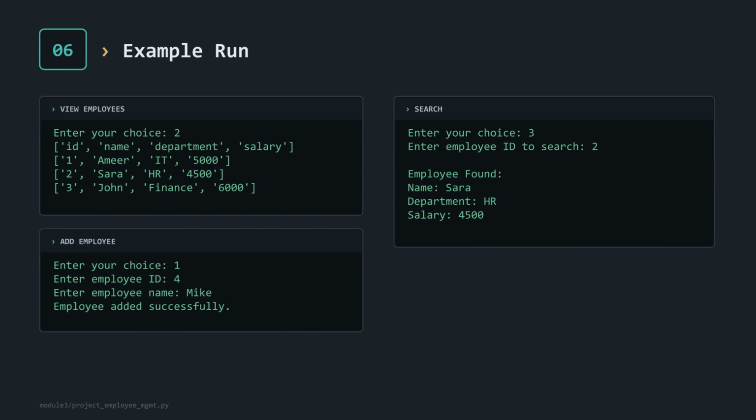Let's see it in action. Choosing option 2 displays all our employee records, while option 3 lets us search for a specific ID, like Sarah's. Adding a new employee via option 1 is straightforward and confirms the success of the operation.